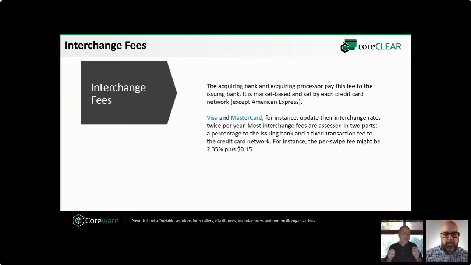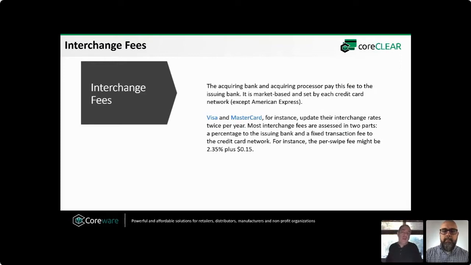When we talk about interchange rates, again, it's the cost of processing that credit card, but it's not the entire cost. It's definitely the bulk of the cost that the issuing bank is going to receive. And if you look at an interchange schedule, and I've got a couple of examples, it's pretty daunting because there are so many different permutations. I'll go through and explain why.